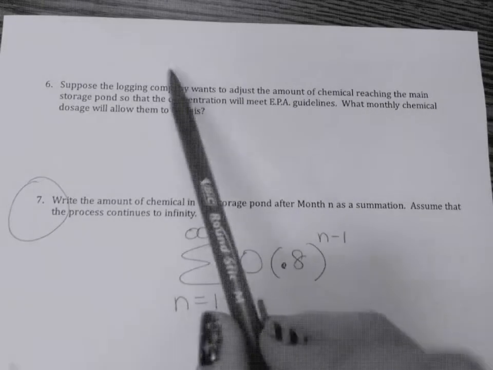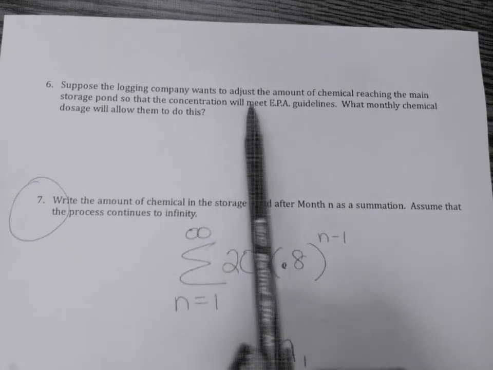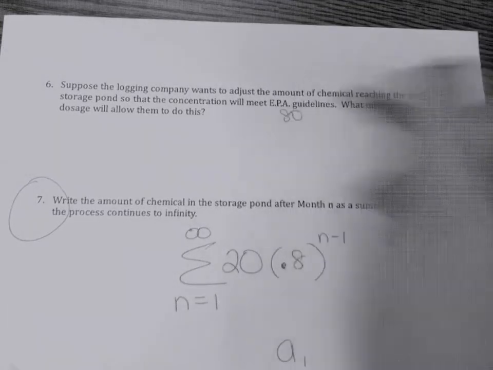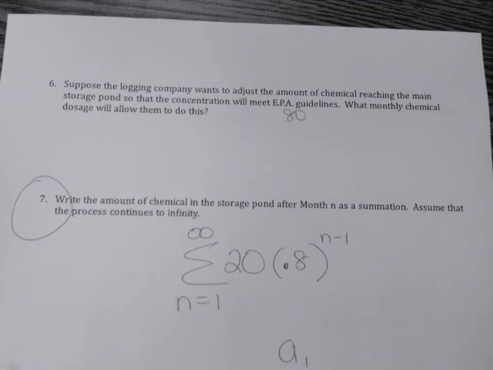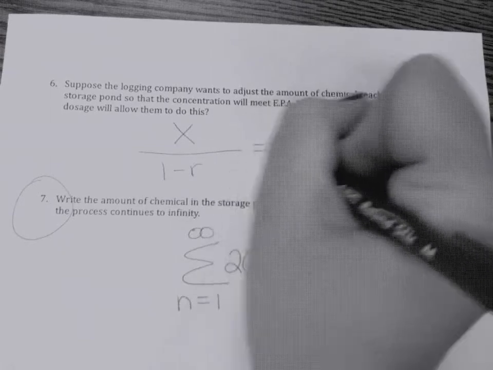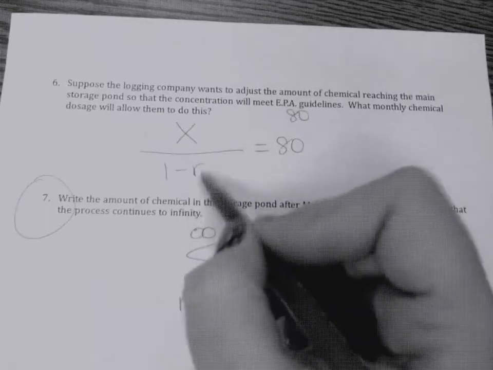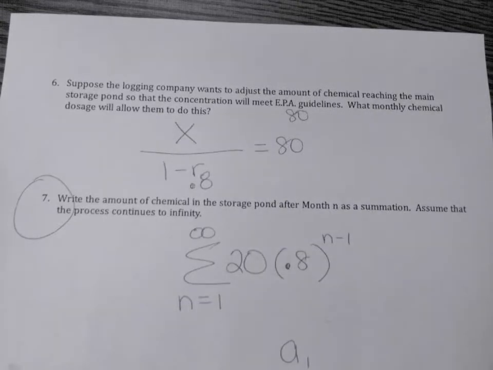Question 6 says, suppose the logging company wants to adjust the amount of chemical reaching the main storage pond so that the concentration will basically stay at 80 and not go over it. What monthly chemical dosage will allow them to do this? We know that 20 is too much. So we could guess and check 10, 15, 19, or we could solve this problem. What amount divided by 1 minus our ratio will conclude at 80? And we know that 1 minus our ratio is 1 minus the 0.8, right?